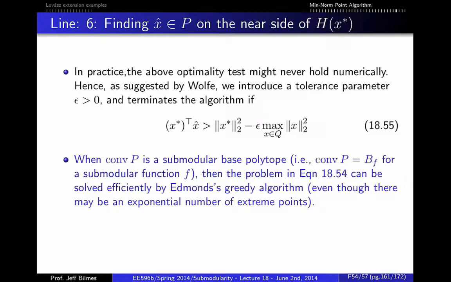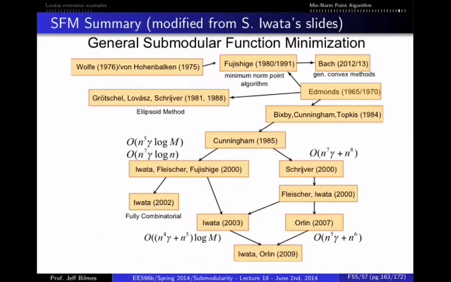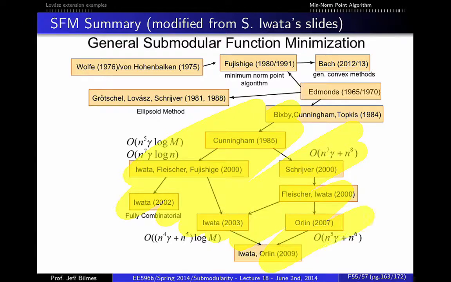All right, so I've already said this. Equation 18.54 can be solved using Edmonds' greedy algorithm. And so, again, Edmonds' discovery is one of the main reasons why the min-norm algorithm gives us a reasonable algorithm. So I want to put this in the context of submodular function minimization. This is a slide that's modified from Iwata. Iwata had this slide that talked about submodular function minimization, and I hope he doesn't mind that I did this, but basically his slide included this stuff down here.